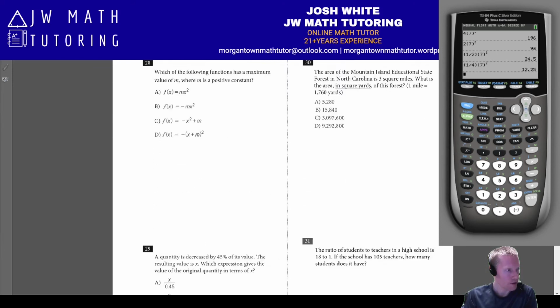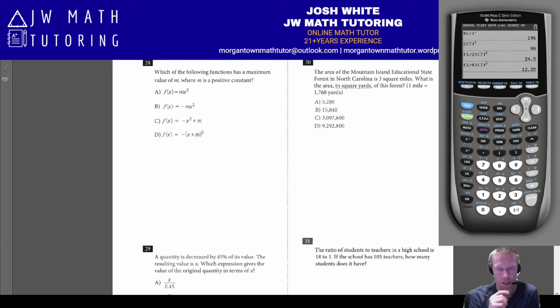Okay, moving on to the next page. At the top, we have problem number 28. So here we have more quadratic functions, and it wants to know which one has a maximum value of m, where m is a positive constant.